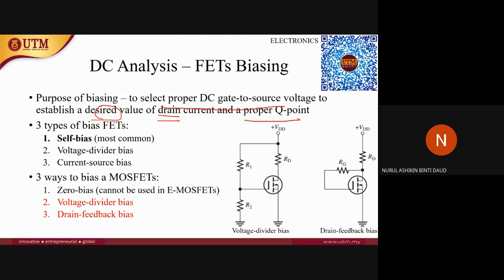So there are three types of bias for FETs. This is general for FETs, so it covers also JFETs. There are three types, which is self-bias, which is the most common bias, voltage divider bias, and then current source bias, right? And there are three ways to bias a MOSFET.